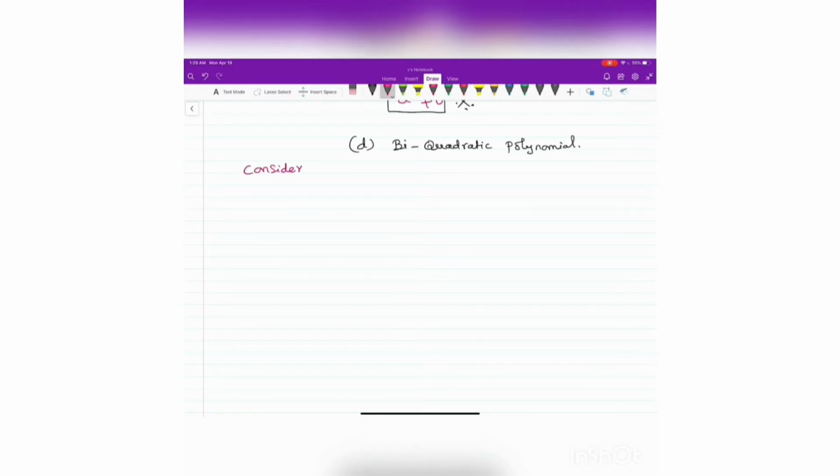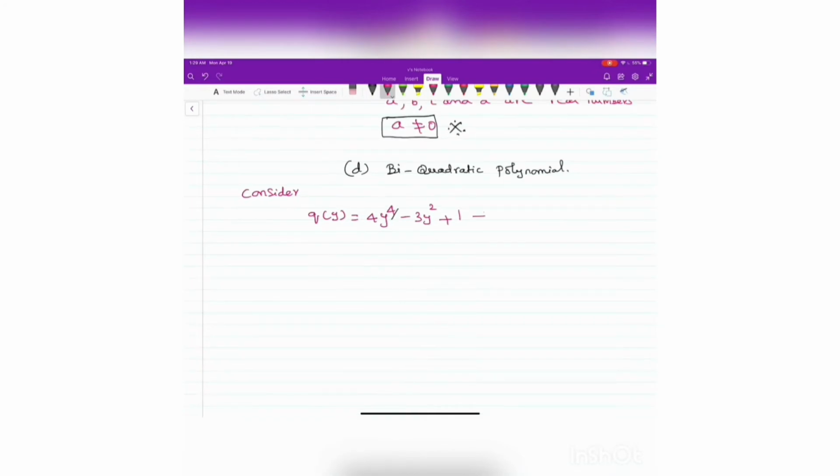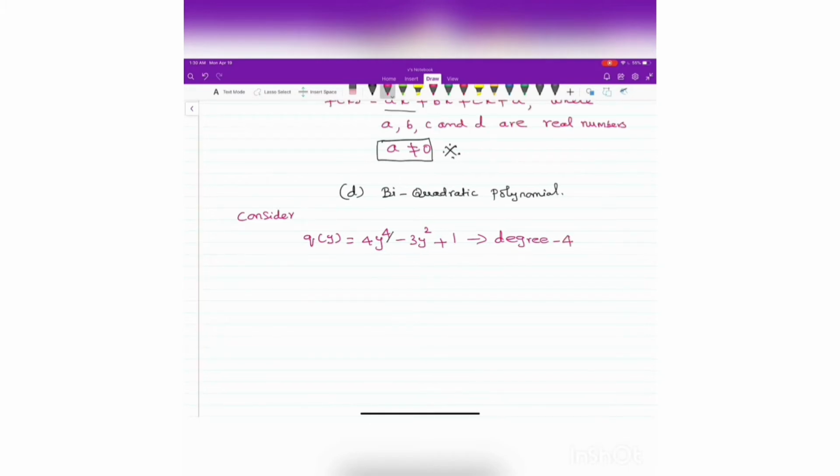Consider q of y is equal to 4y power 4 minus 3y square plus 1. If you see this polynomial, the highest power of y is 4. So I can write here, degree is 4. A polynomial with degree 4 is known as a biquadratic polynomial.